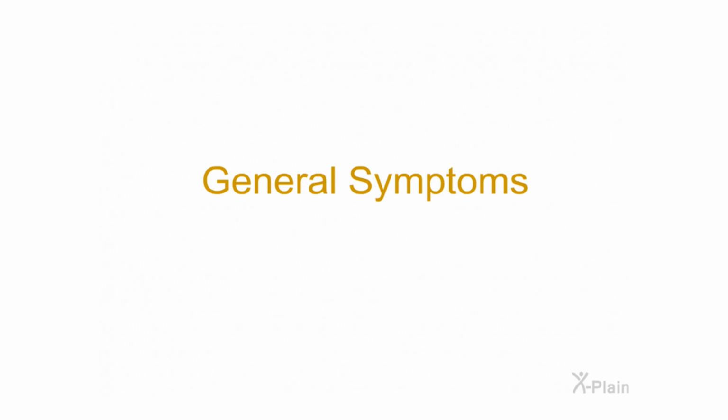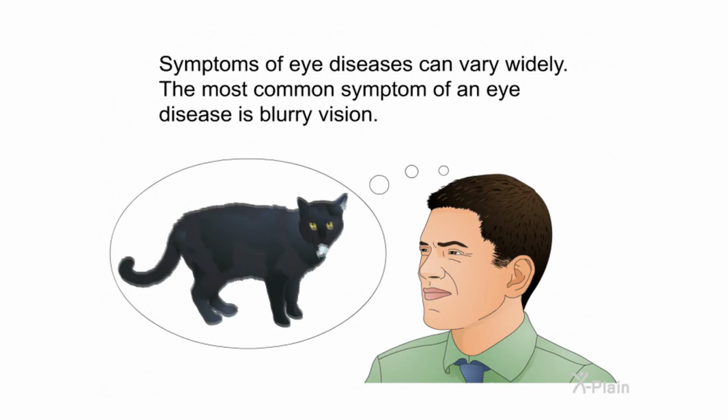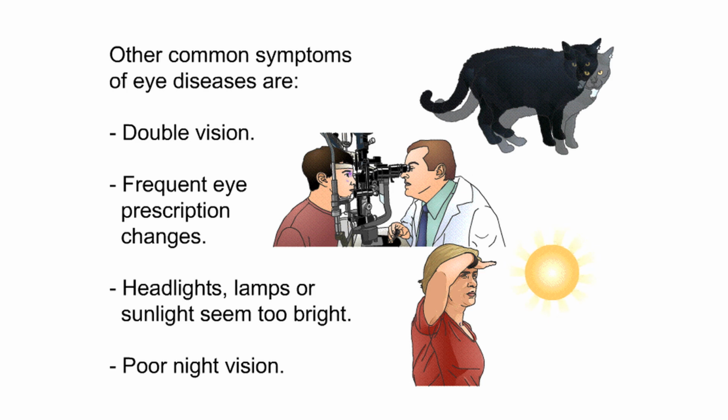General symptoms. Symptoms of eye diseases can vary widely. The most common symptom of an eye disease is blurry vision. Other common symptoms of eye diseases are double vision, frequent eye prescription changes, headlights, lamps, or sunlight seem too bright, poor night vision.